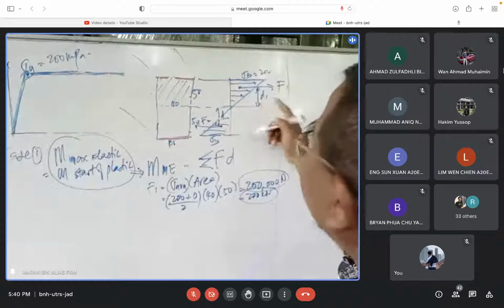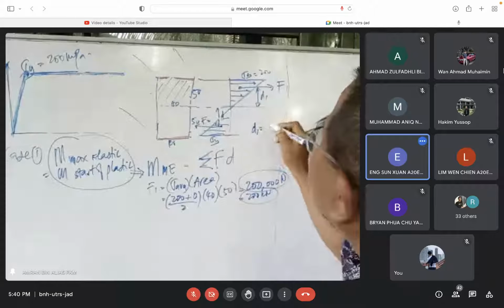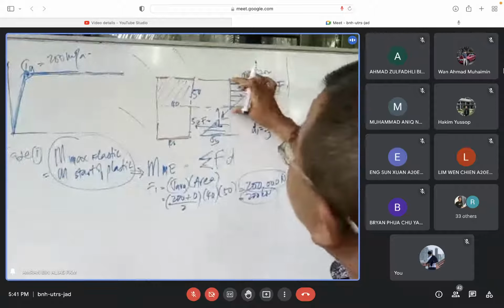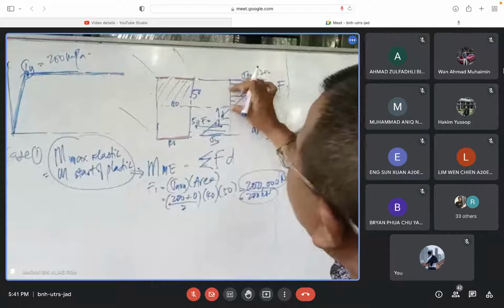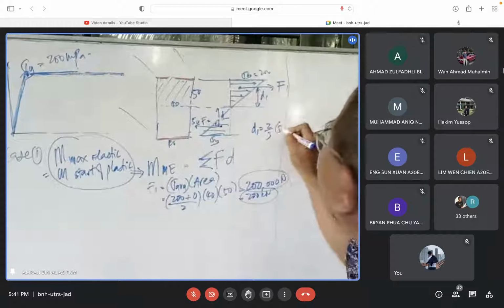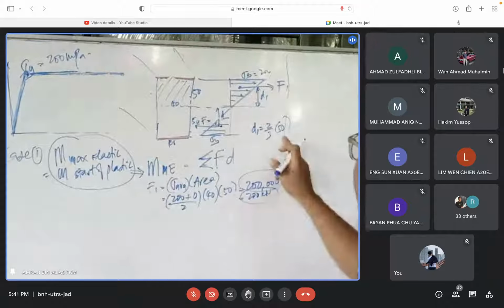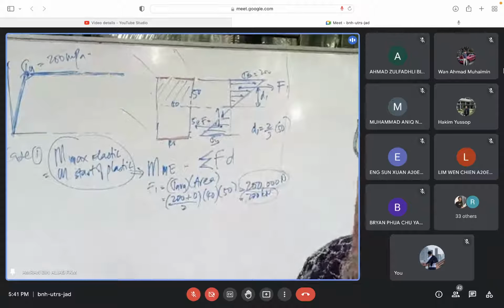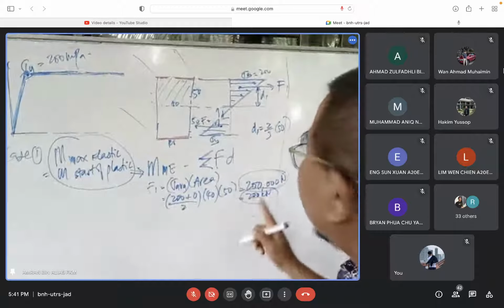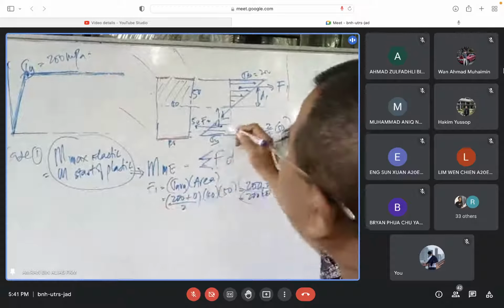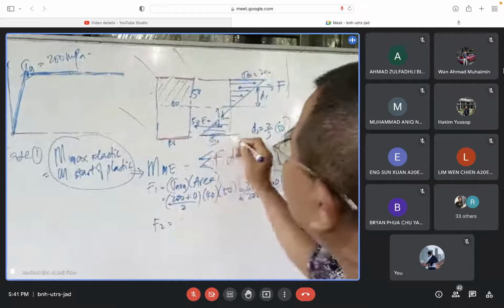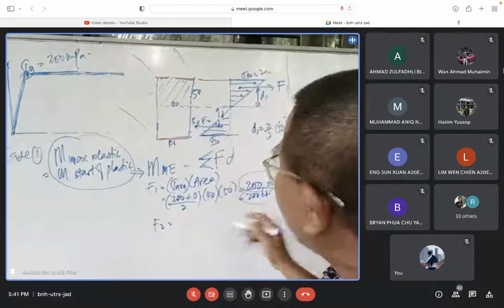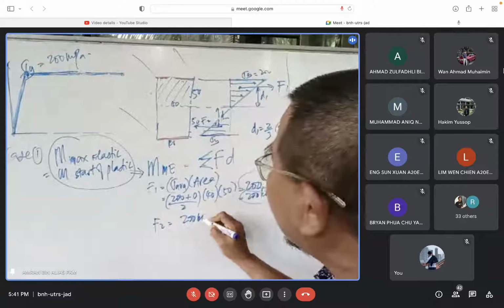D1, what is the value of D1 there? 2/3 of 50. So 1/3, 2/3. So this is 2/3 of 50. So we have 100 divided by 3, 33.333. Yeah? And what is F2? F2 is also the same. 200 and 0. So it's also 200 kilonewton.